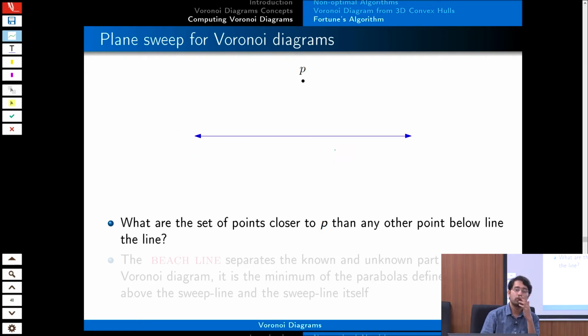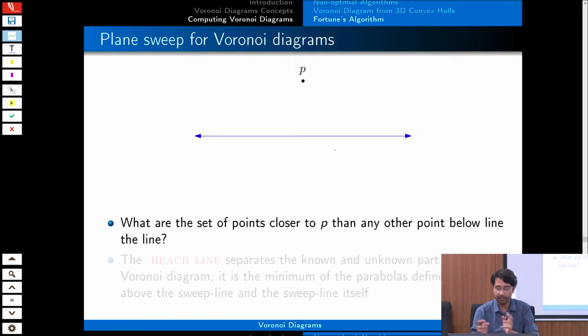Okay. So this is a very basic example. I am sweeping a line from top to bottom, and I have encountered just one point till now, one site point P, and this is my sweep line. Can you tell me which are the set of points above this sweep line which will definitely be part of the cell of P?